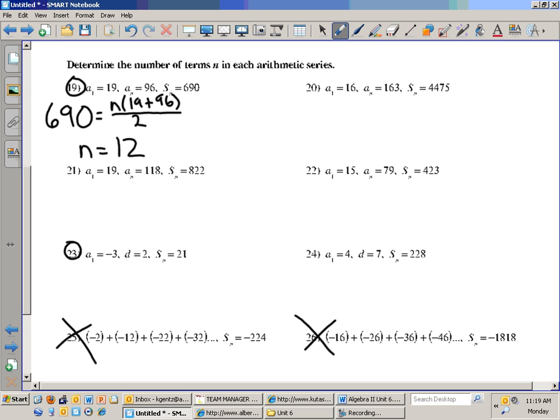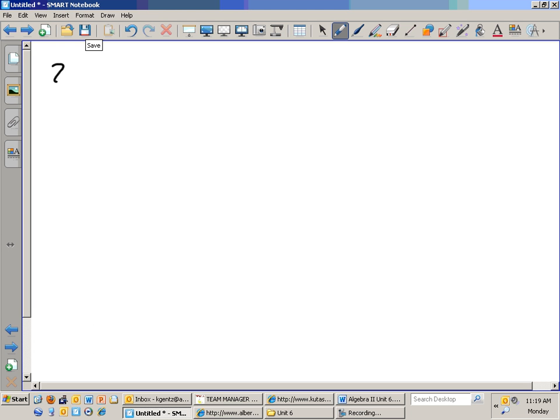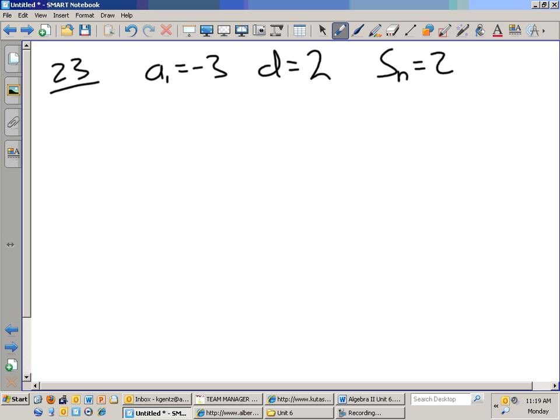Okay, then let's do 23. Can somebody tell me the constraints for 23? We were told what? That a sub 1 is equal to -3, that the difference is what? 2? And do they give us the sum? And you want to find the number of terms.